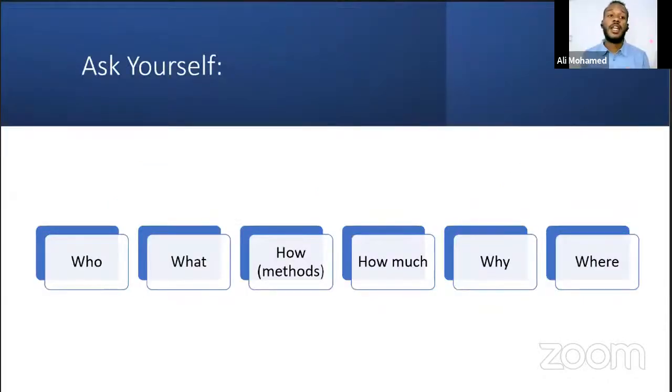After all this and before writing your proposal, you need to ask yourself, who are you and who are your colleagues? Who are you going to target? What are the specific aims and objectives of this project? How are you going to conduct your project methodology, and how much are you going to need to do this project? More importantly, why are you doing it? Why is it worth doing? And of course, where is it going to be done?